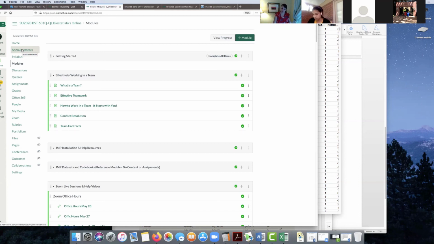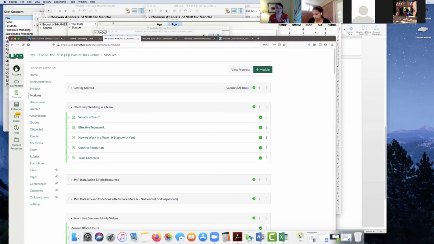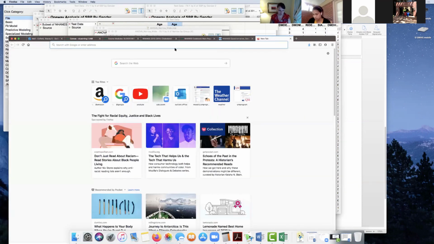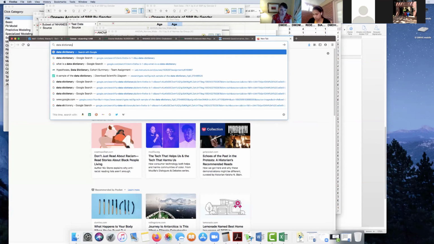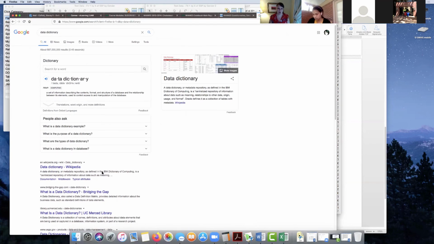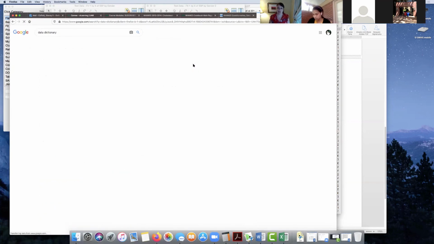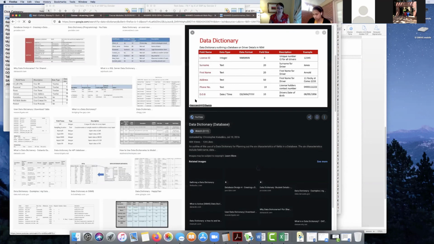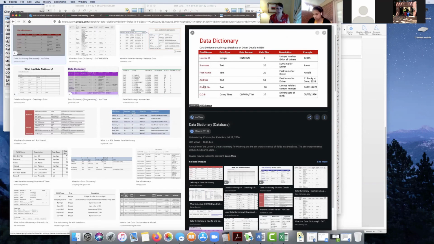No. The data dictionary needs to be something that you make. It's not JMP screenshots. If you Google data dictionary, which we did on the earlier part of the call, you are making a code book for yourself and for your team. You'll start to see that it's got what the data is called, what the data type is, how it's formatted. This is a very simplistic one because these are all pretty straightforward.